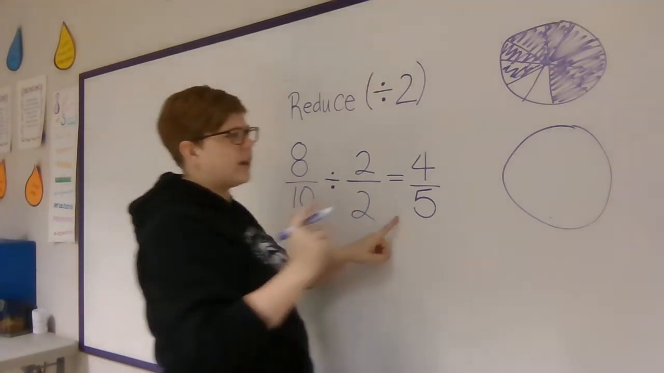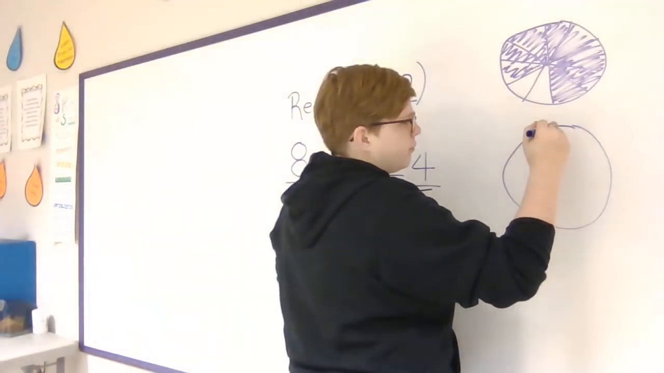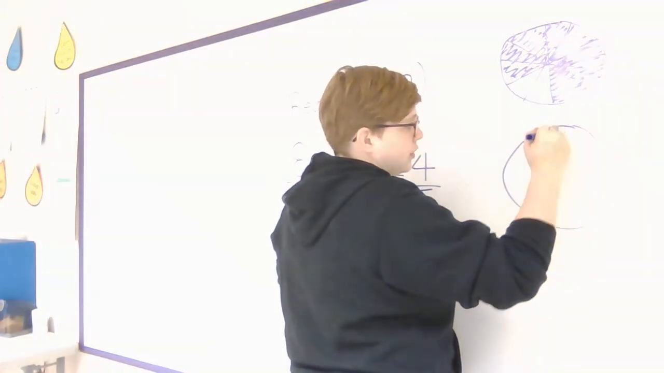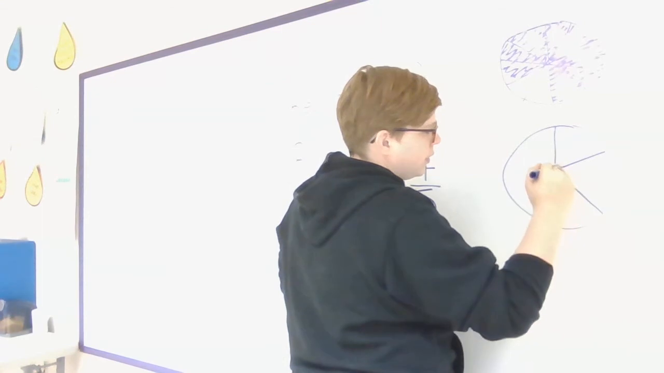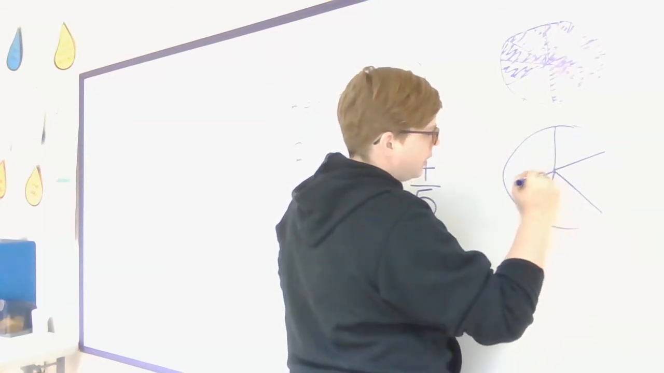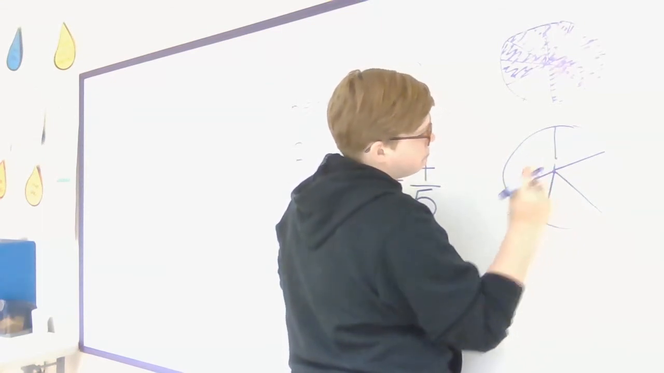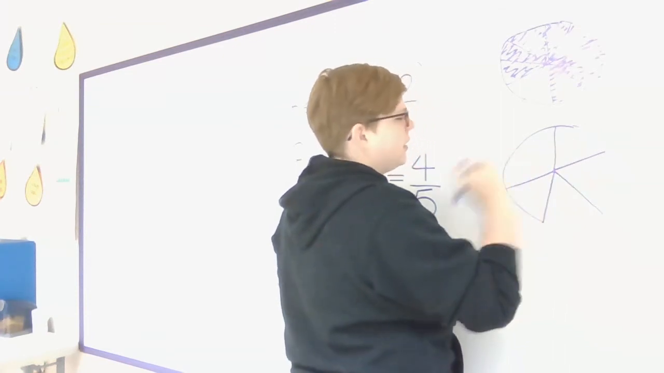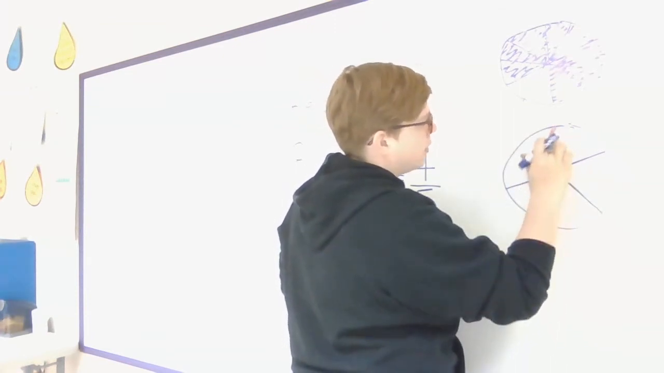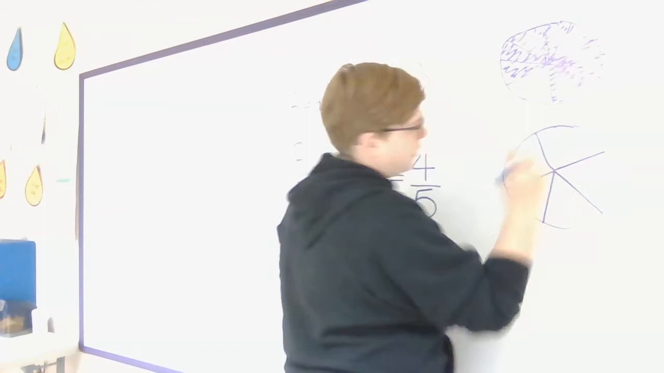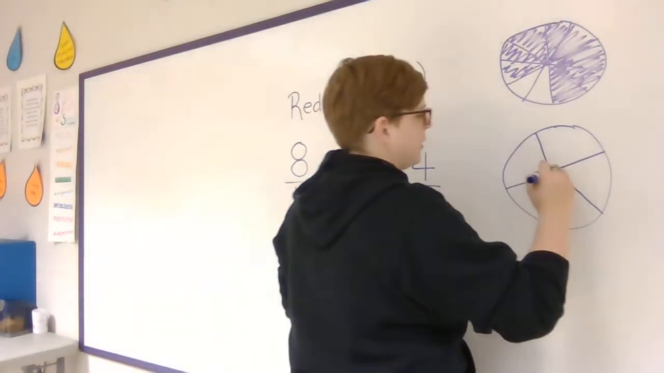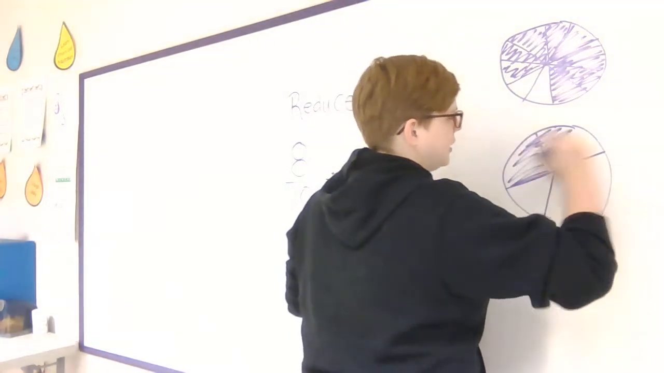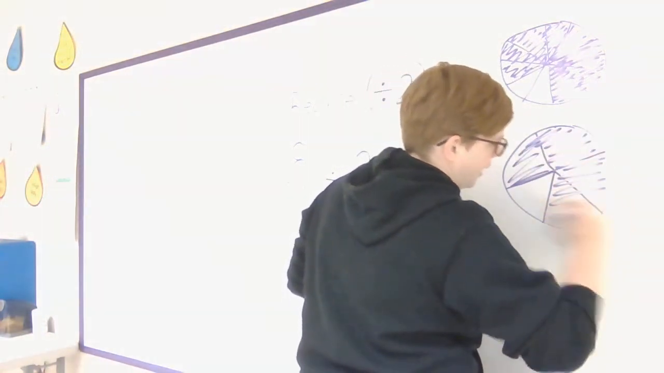Well, what if I cut this piece into 5 pieces? So 1, 2, 3, 4. 1, 2, 3, 4, 5. Not quite even, but there you go. 1, 2, 3, 4, 5. And I eat 4 of them. So I color 1, 2, 3, 4.